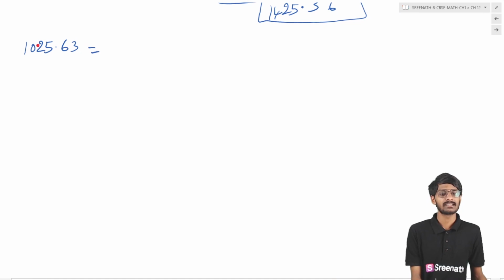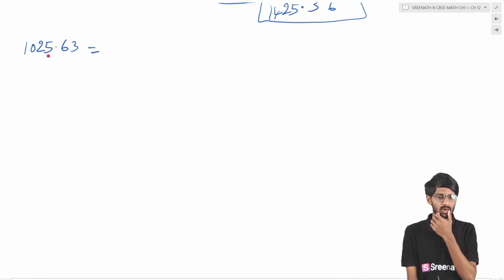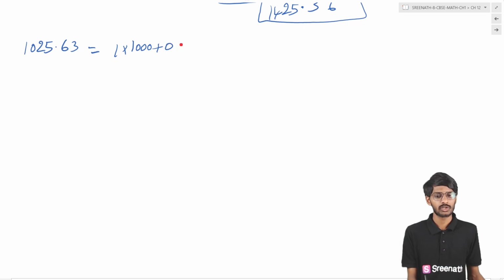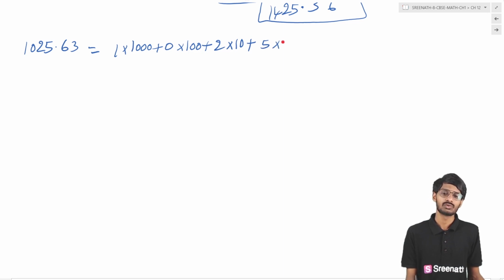1025.63. How will you write it? Just simple. How many digits are there? 1, 10, 100, 1000. So 1 into 1000 plus 0 into 100 plus 2 into 10 plus 5 into 1.